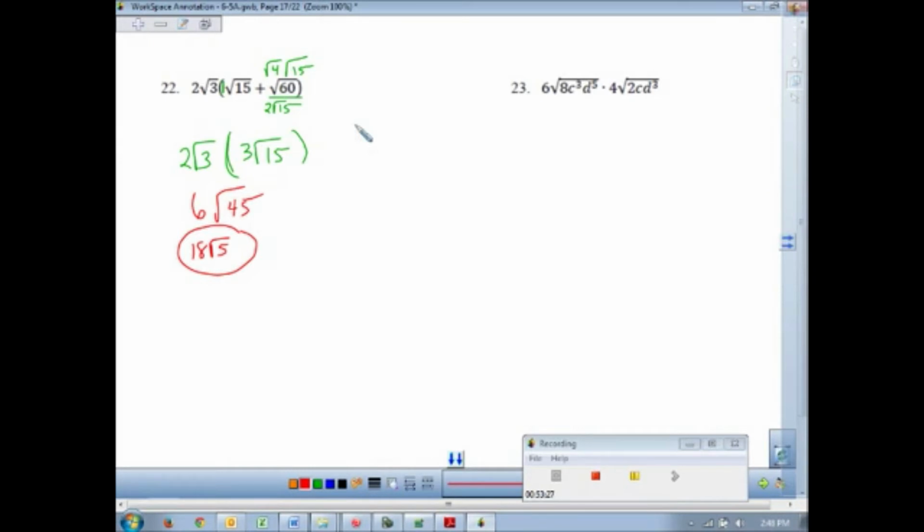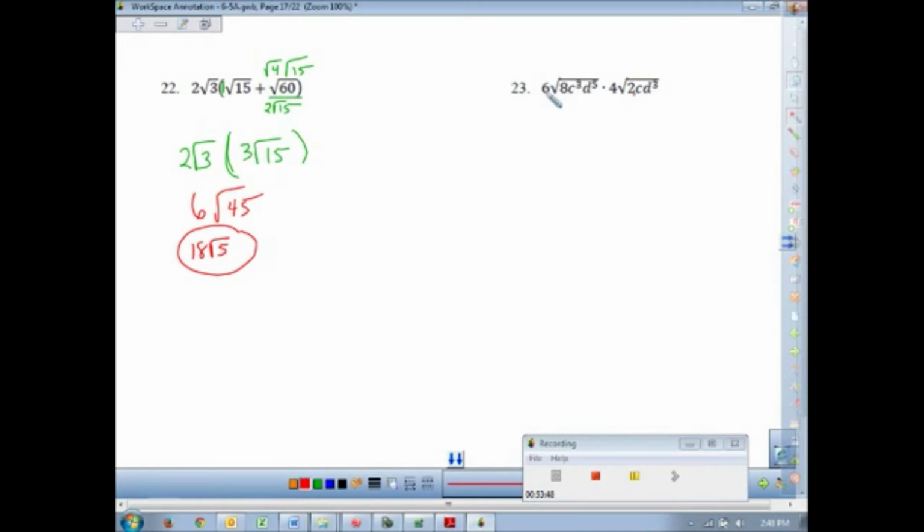Look what happens if we multiply them together first. What kind of root do we have? Square root. If you took that 8 times the 2, what would you get? A perfect square. If you took c to the 3rd times c to the 1st, you would get c to the 4th, which is a perfect square. And you take d to the 5th times d to the 3rd, you'd get d to the 8th, which is a perfect square. So let's multiply these together.